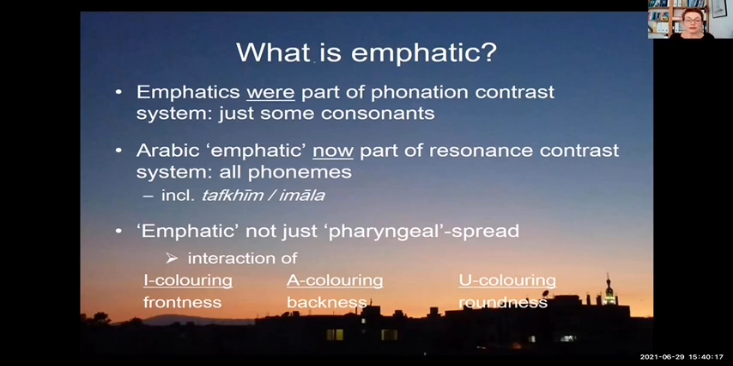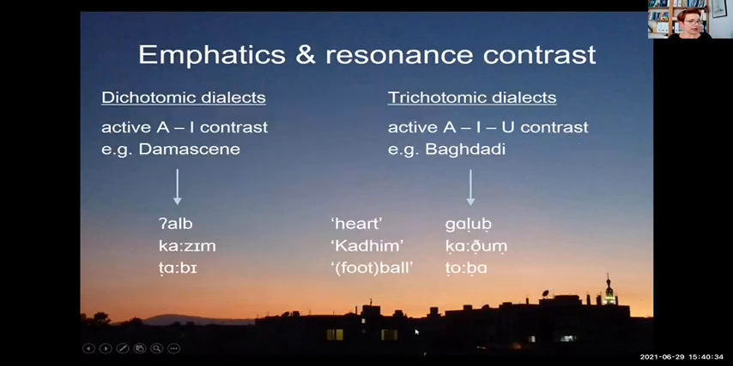This is interestingly also where dialects differ, because some Arabic dialects have a basic distinction between an E colour versus an R colour, whereas some dialects have a resonance distinction between a three-way E and R and U colour. So what we actually find is that we have what I call dichotomic dialects like Damascene, where you have a contrast between R and E resonance, whereas you get trichotomic dialects like Baghdadi, in which you get a contrast between R and E and U resonance, such that the words that I've just given you for Damascene, you have labial colouring, this U resonance, as well.